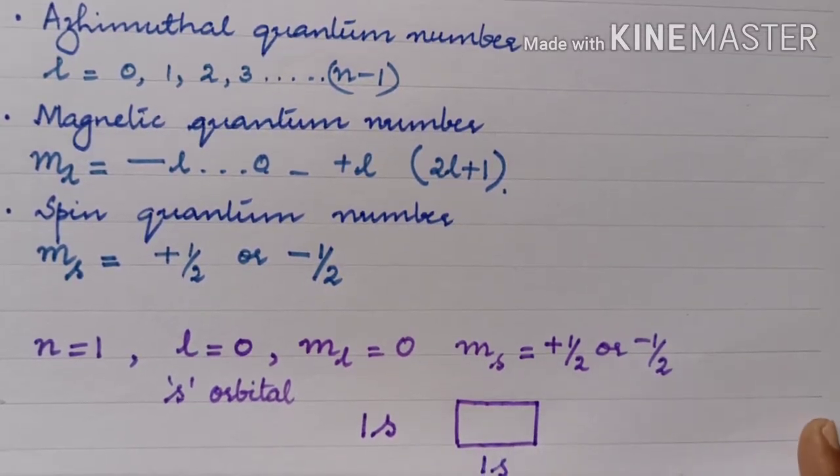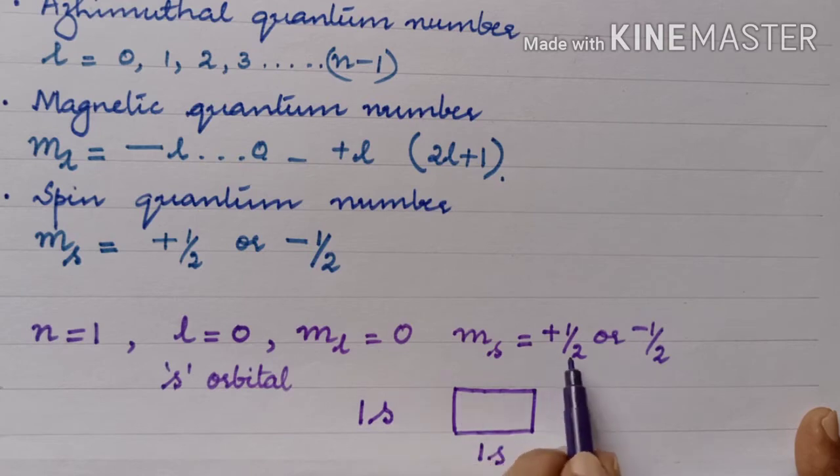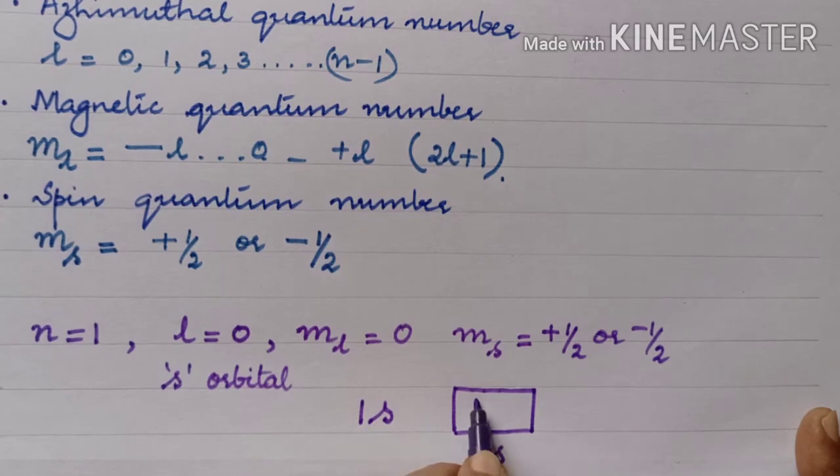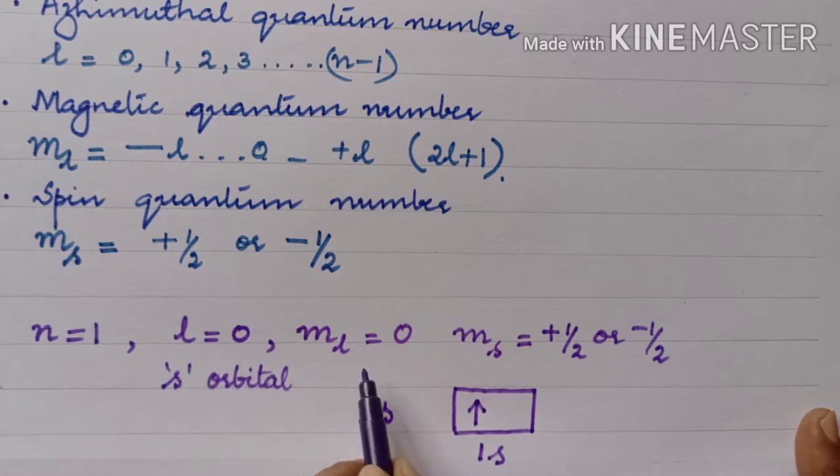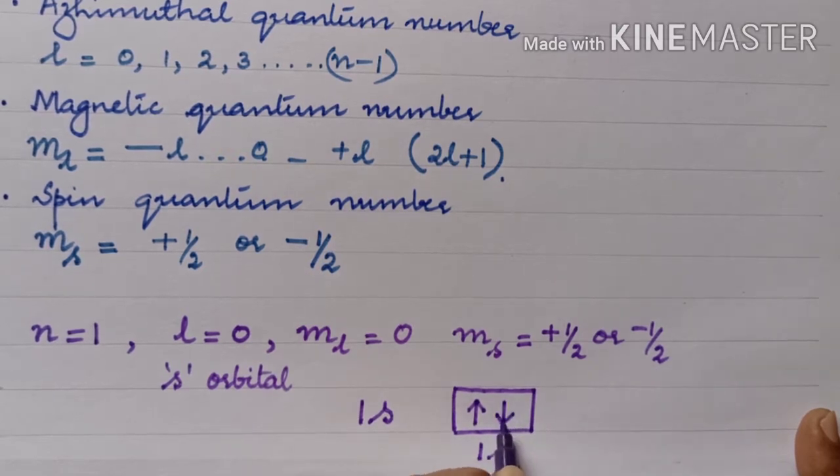1s can have 2 electrons, the first one with the positive spin. So if it is a positive spin, we show an upward arrow. So the first electron in the s orbital will have n value is equal to 1, L value is 0, ML value is again 0, MS value is plus half. The second electron also has n value 1, L value 0, ML value 0 and MS is negative half, which is denoted by a downward arrow.